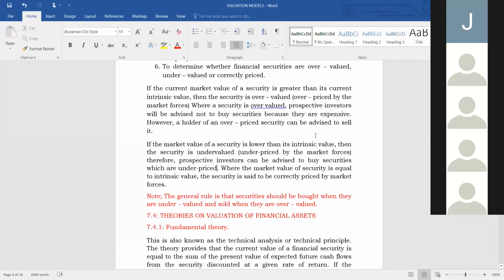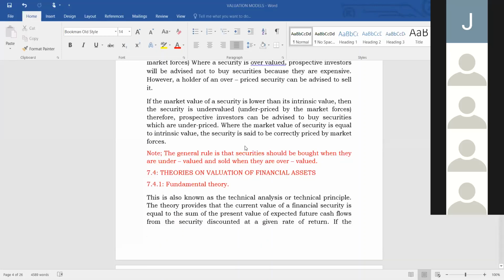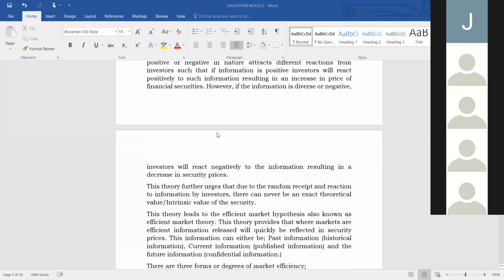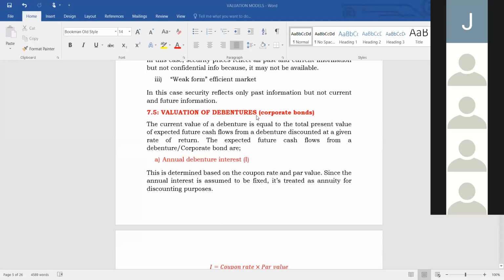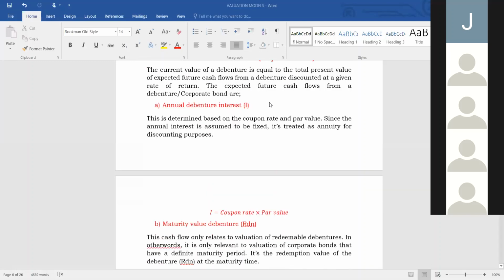So I did mention rationale for valuing of business, valuing of assets. I went further to talk about the theories that form the basis of valuation of financial assets: the fundamental theory, the technical theory, the random walk theory. And then, of course, I went through valuation of debentures. I gave a few examples on how to value corporate bonds. And if I remember, I began with redeemable debentures.